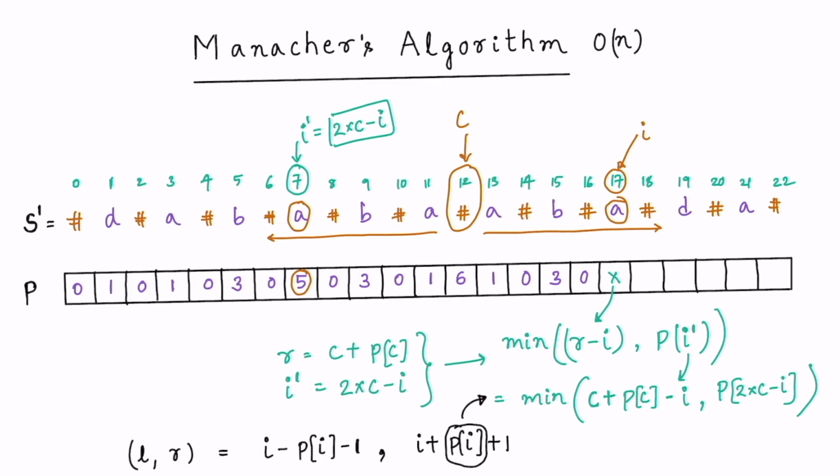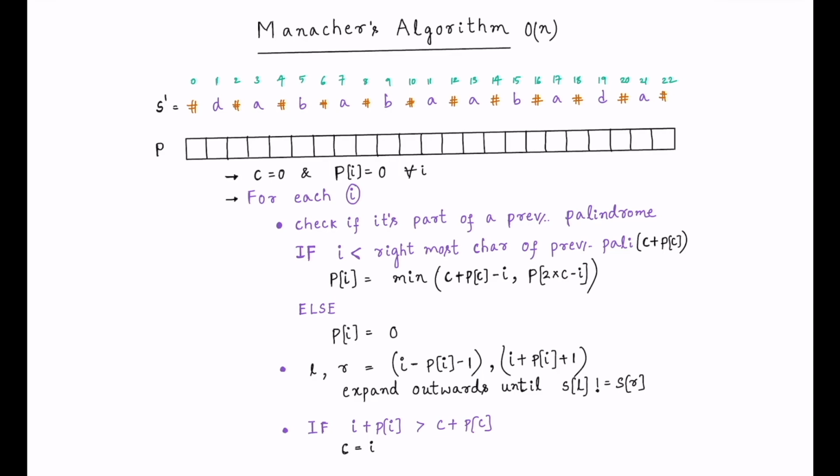Let's outline the Manacher's algorithm. Let's review Manacher's algorithm again. Like the previous approach, we want to find the longest palindrome for each and every character as center character. So we start from c equal to 0, which means the palindrome that extends to the right the most has the center c equal to 0. And we have initialized the length of the palindromes for all the characters as 0. So we process each character one by one.